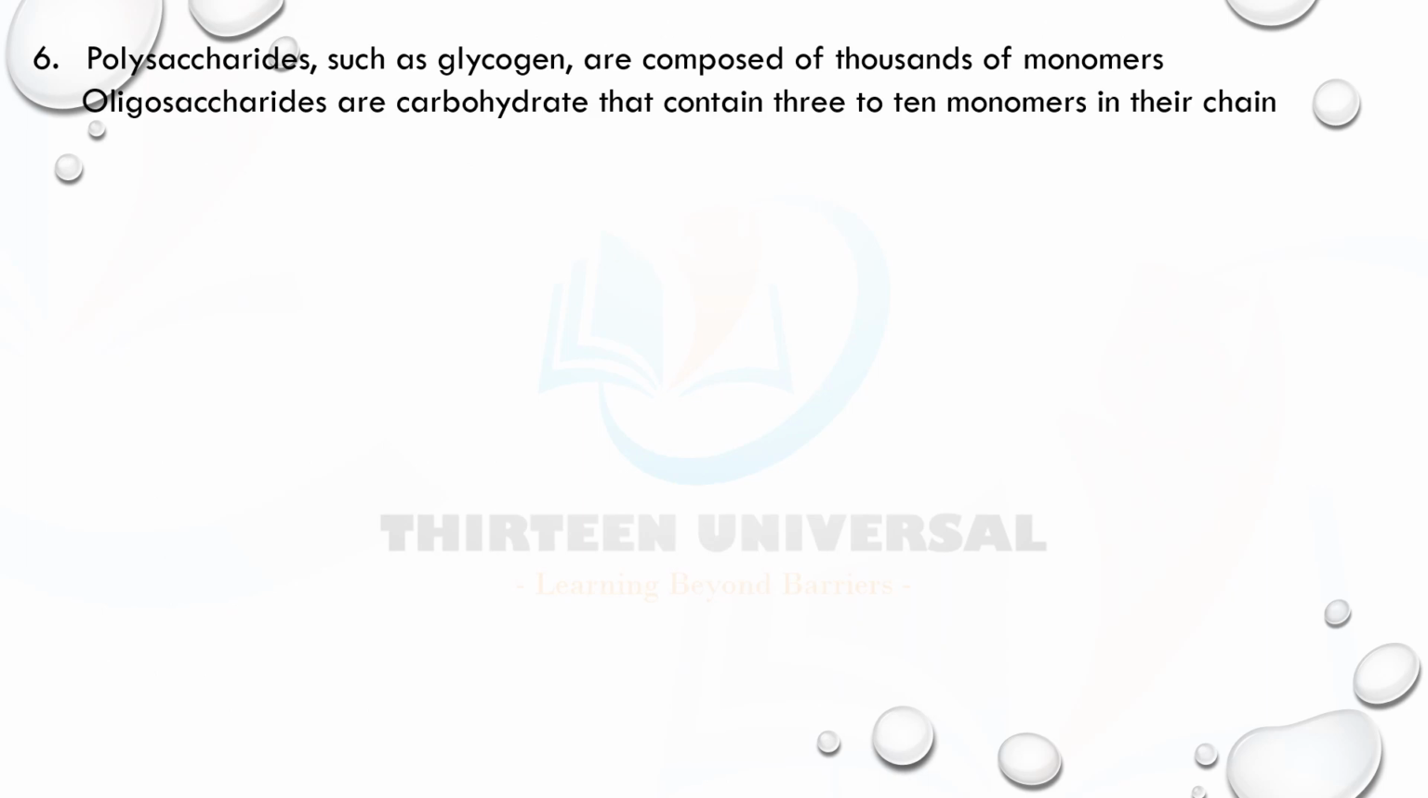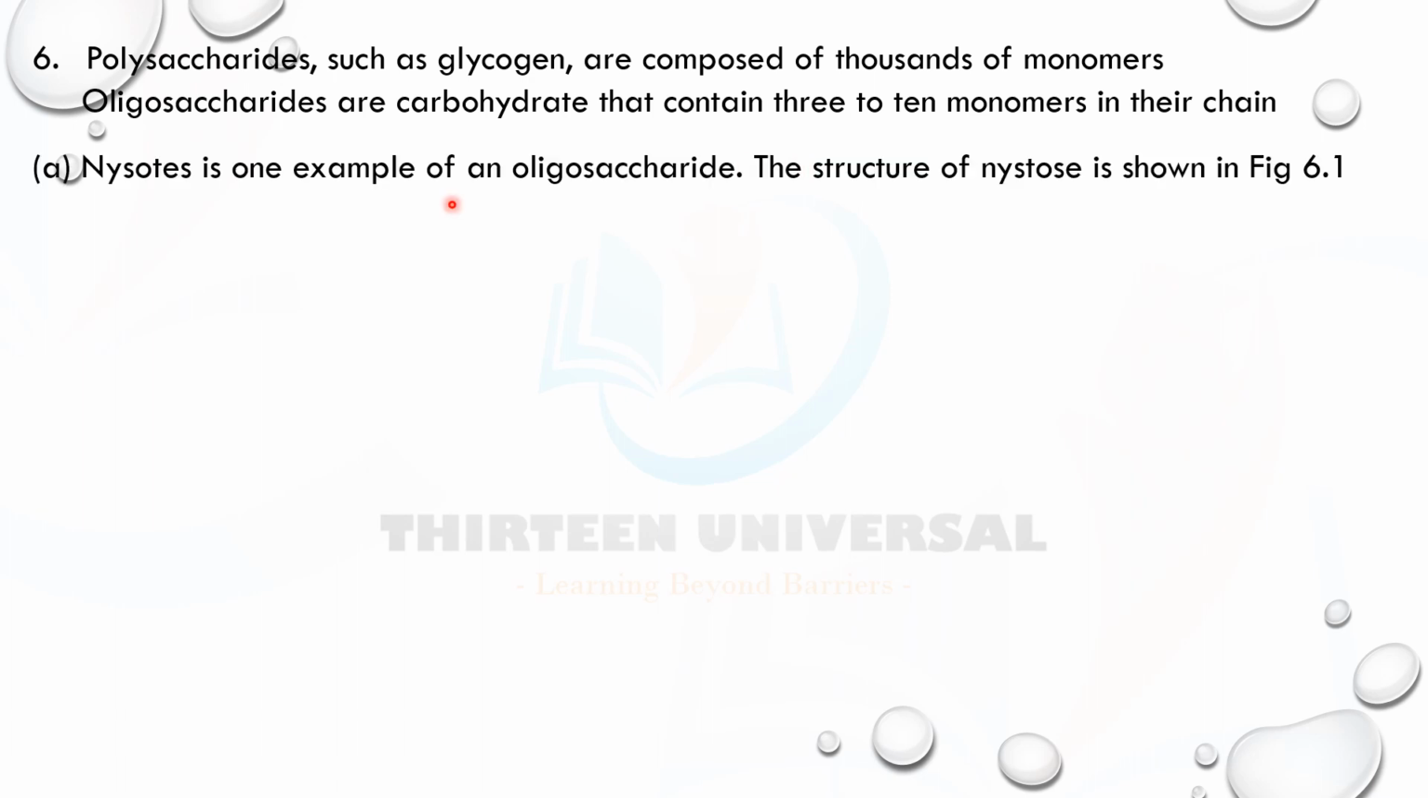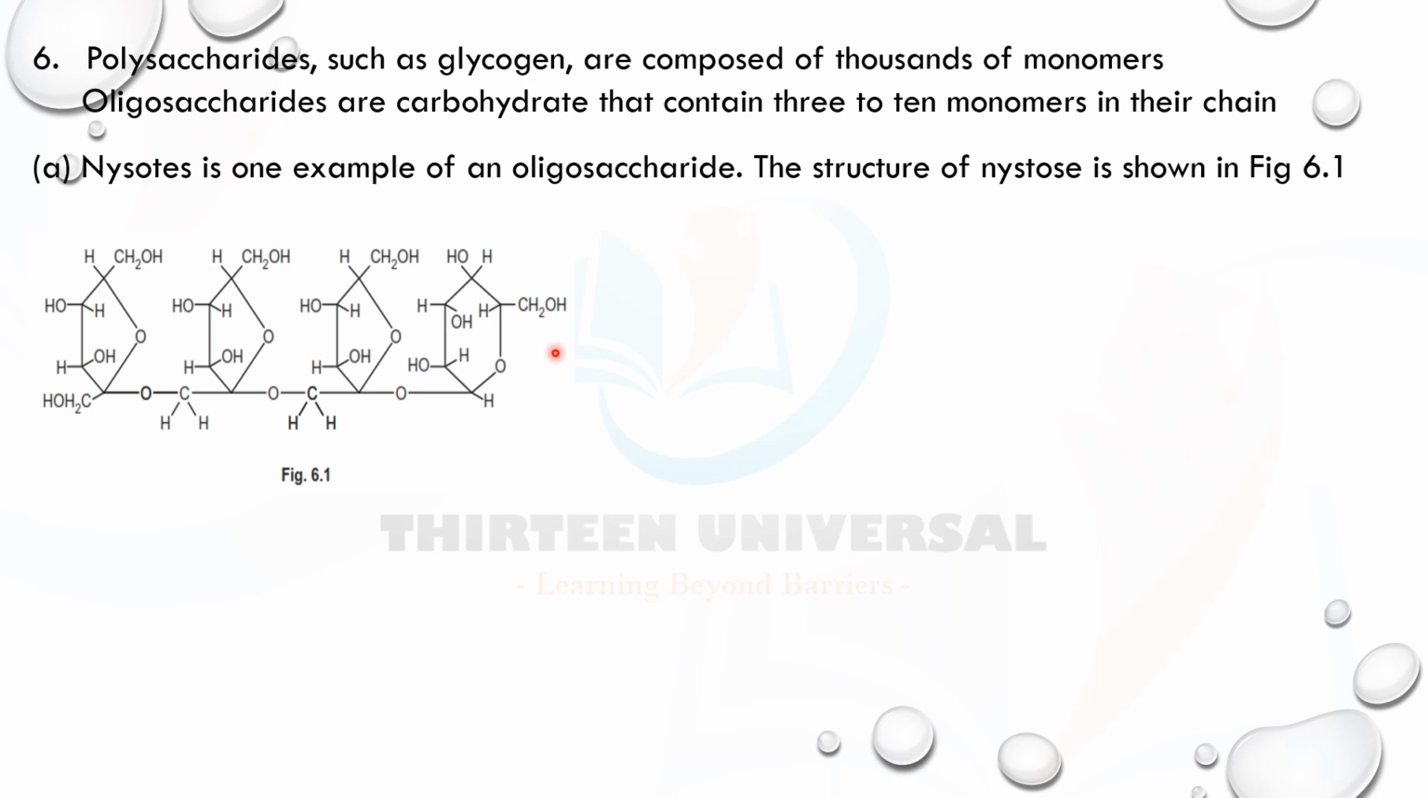Polysaccharides such as glycogen are composed of thousands of monomers, and oligosaccharides are carbohydrates that contain 3 to 10 monomers in their chain. Now look at this. Nistose is one example of oligosaccharides. The structure of nistose is shown in Figure 6.1. So that's nistose.